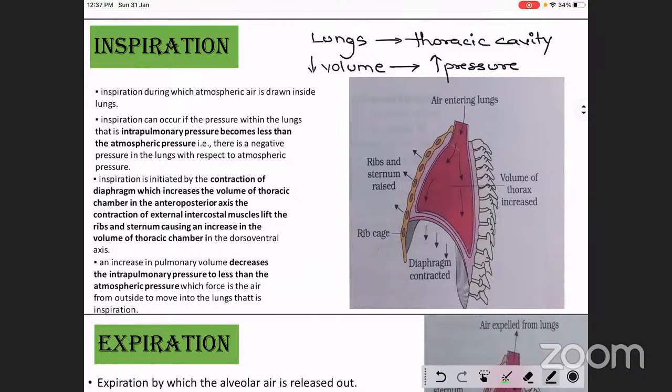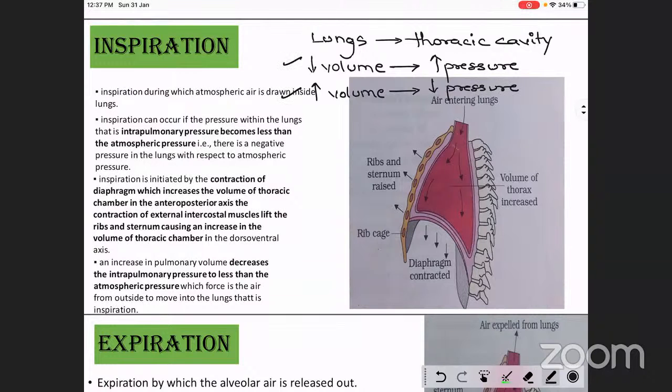Same vice versa will happen. If we are increasing the volume of anything, then obviously the pressure will decrease there, okay. So you have to remember these two things first, then we will move forward.